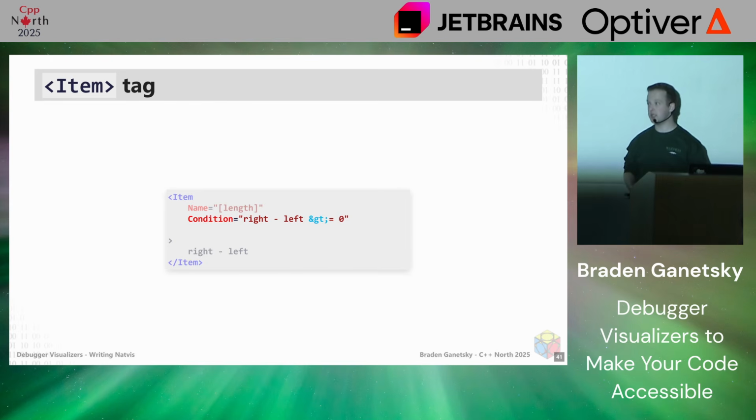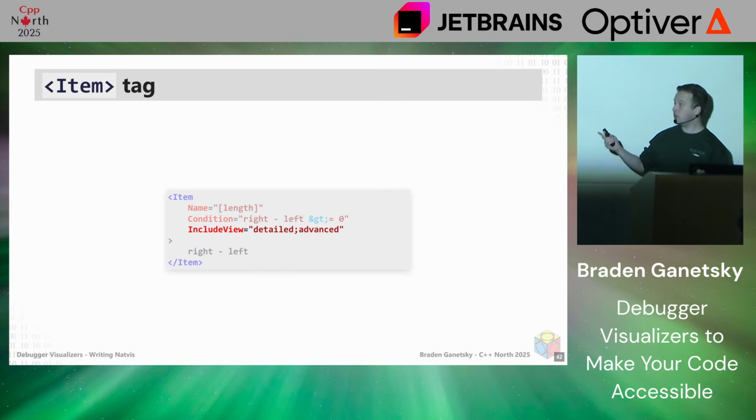So I'm going to expand this item tag, and I'll show off a few attributes. You've already seen conditions, so here's the condition on the item. I just want this item to only display if right minus left is greater than or equal to 0. Again, I have to escape the greater than because it's XML. So if right minus left is greater than or equal to 0, then I want this length to display. If I have a negative length, I don't want to display it.